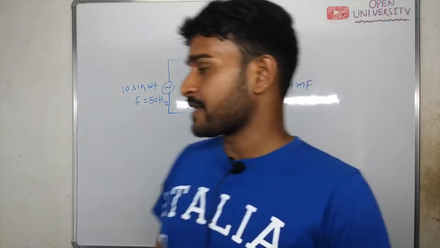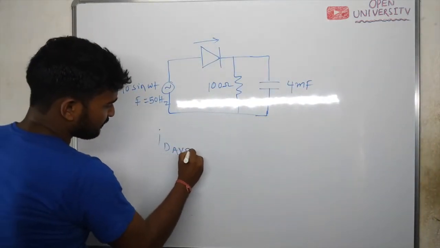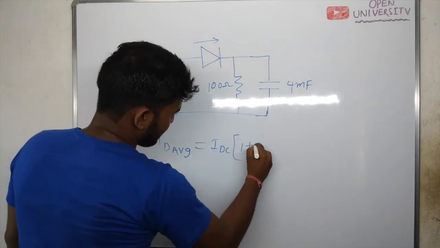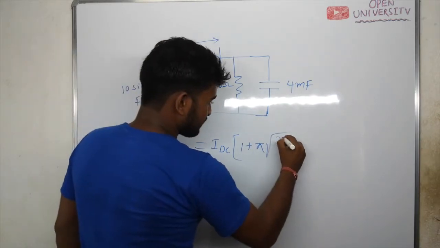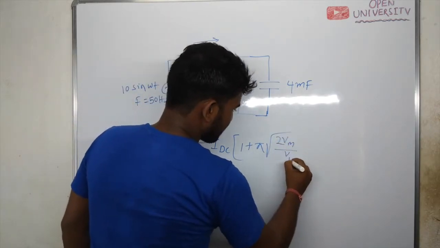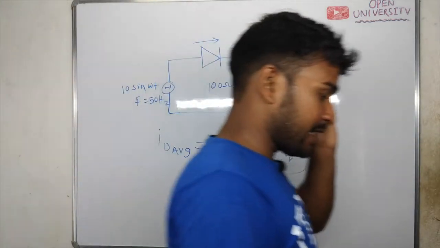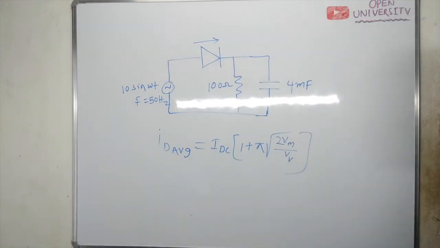That was ID average. Remember this ID average formula, which was IDC into 1 plus pi into under root 2 Vm by Vr. This was the formula of average current through the diode. ID average equals IDC into 1 plus pi under root 2 Vm by Vr.